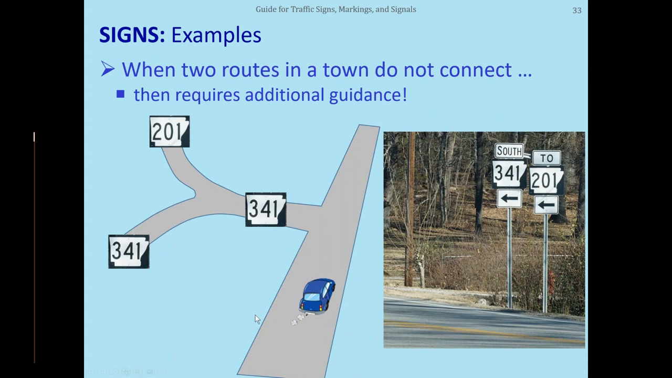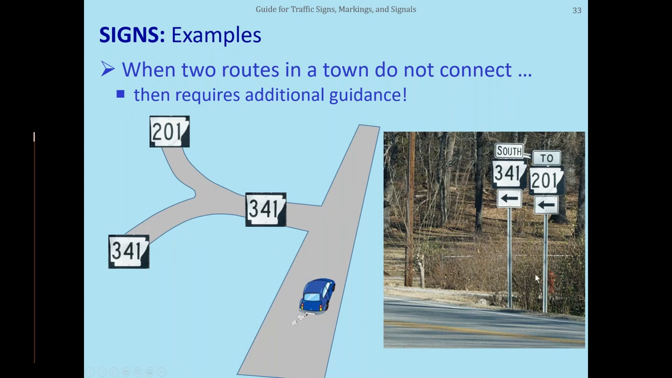Let's describe the situation. You're driving down this highway in the blue car, and you know that you're supposed to turn left on State Route 201. However, State Route 201 does not intersect your road. It's Highway 341 that intersects.